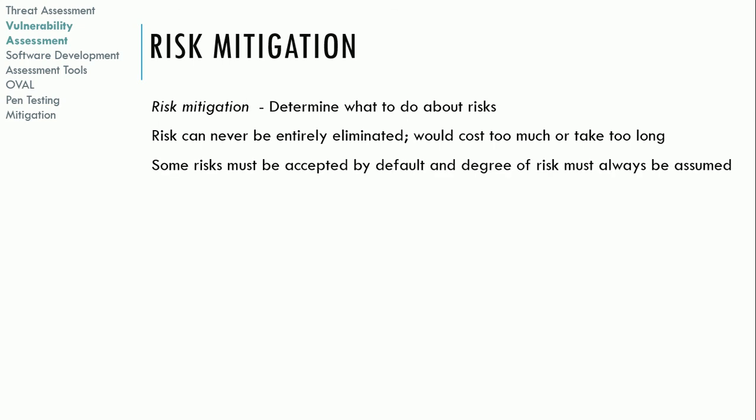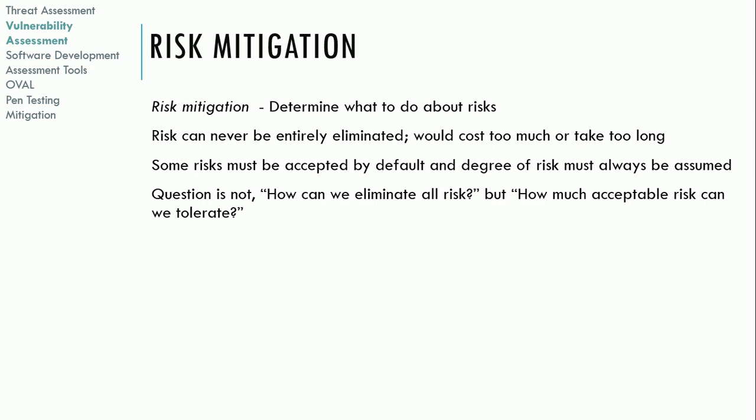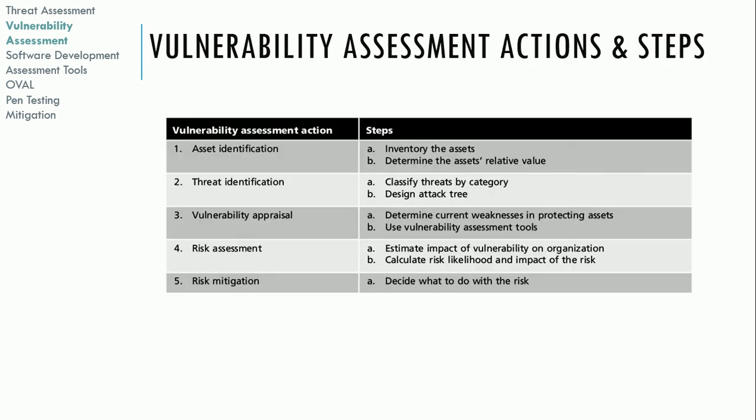So some risks must be accepted, and by default, the degree of risk must always be assumed. The question is not how can we eliminate all risk, but how much acceptable risk can we tolerate? And if you can't tolerate the risk, you find some way to mitigate it until that mitigation factor outweighs the cost of the risk. For example, I could spend $150,000 to outfit my home with some fire prevention equipment that would be completely foolproof, but the value of my home is scarcely worth that much. And I also have insurance that I use to transfer that risk. So once the toleration level is known, steps can be taken to mitigate the risk based on that tolerance level.